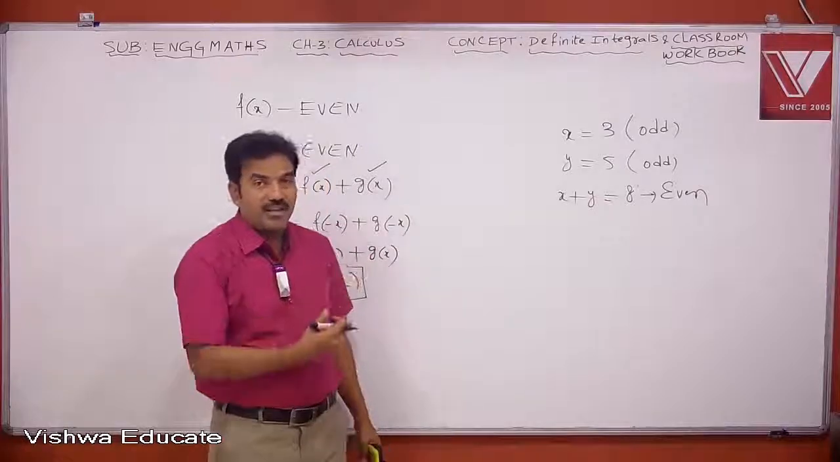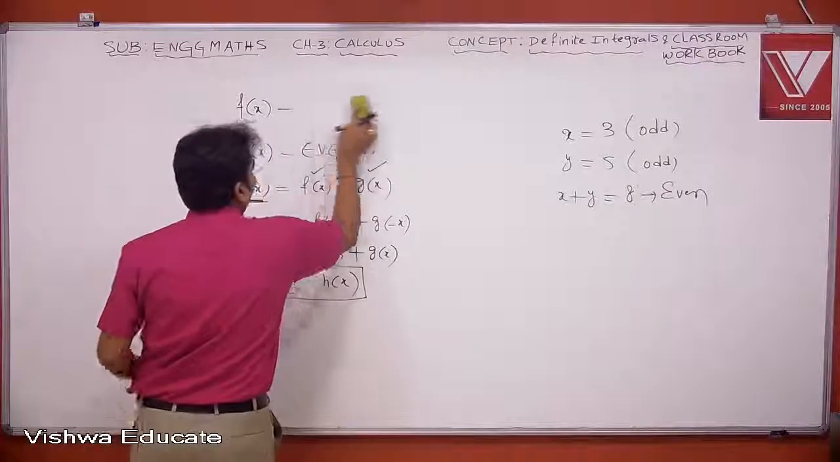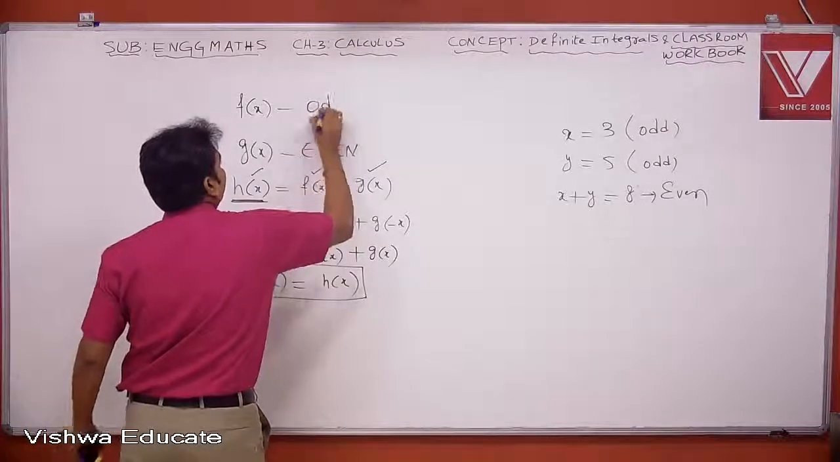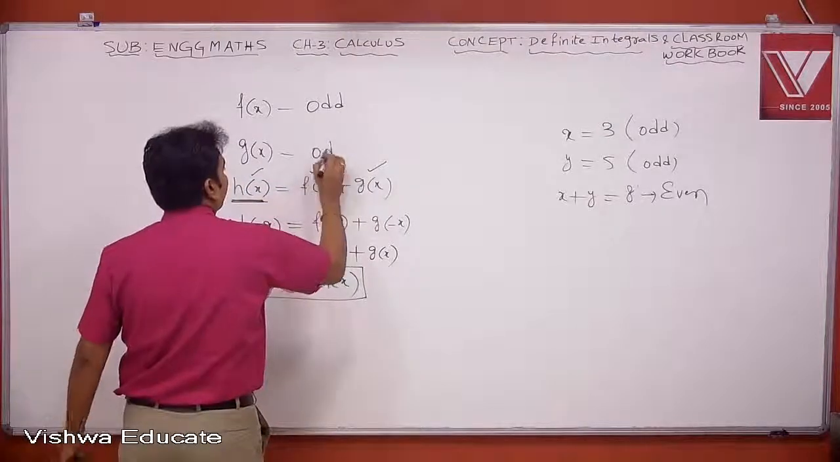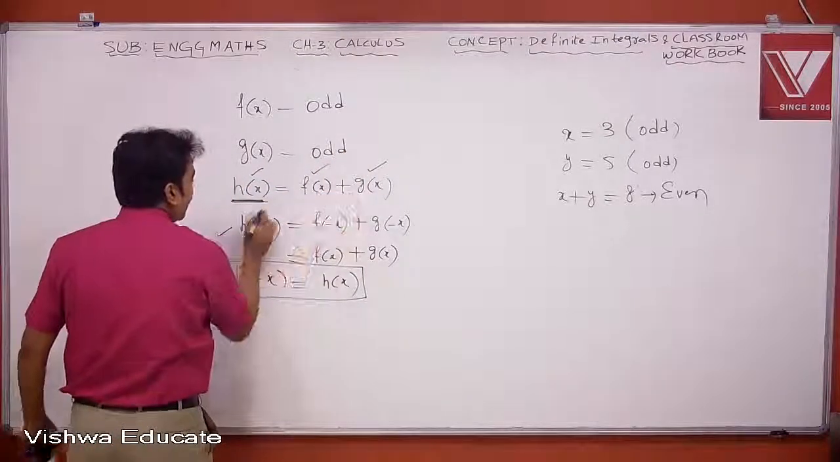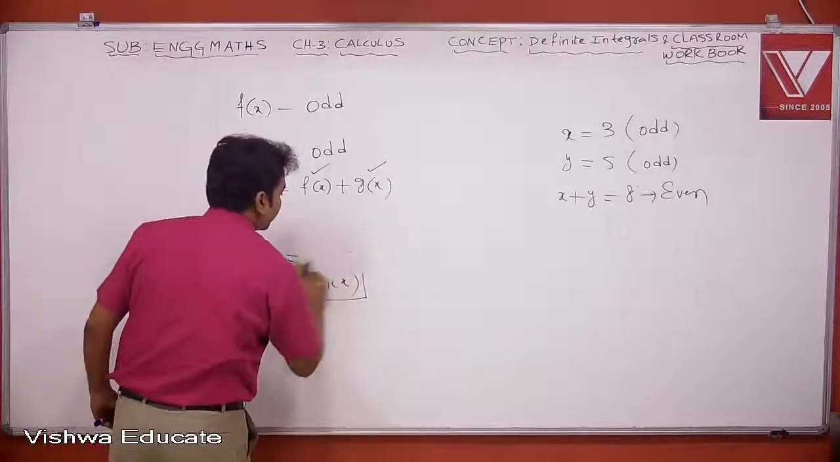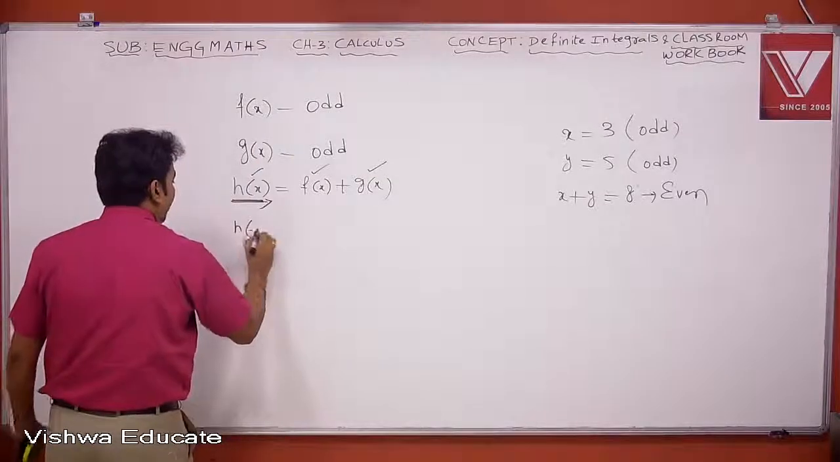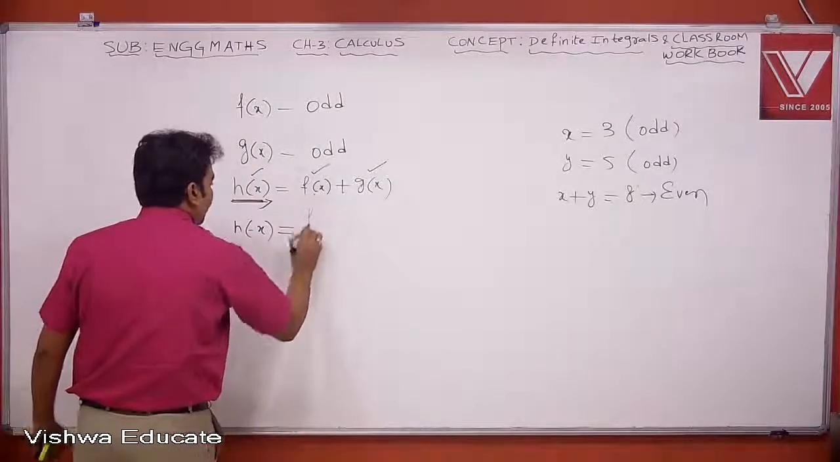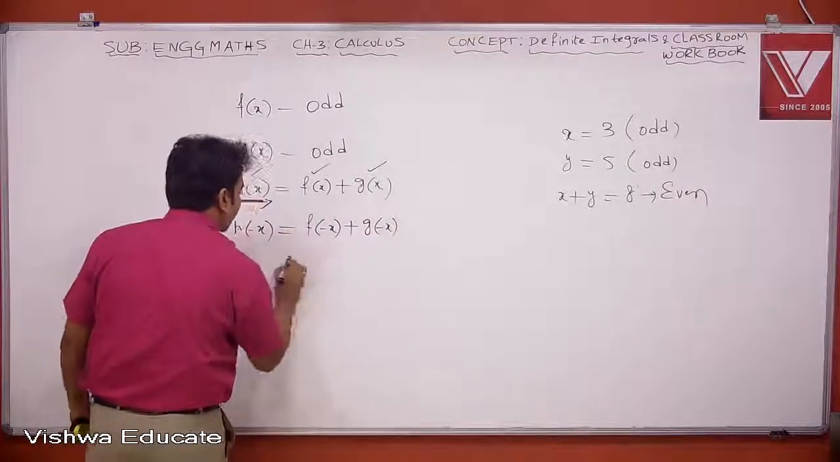But is this valid even in case of functions? Let us see. Suppose f of x is an odd function. g of x is an odd function. Now add these two, call the resultant function as h of x. Let us see whether h of x is odd or not. So replace x by minus x. h of minus x is f of minus x plus g of minus x.